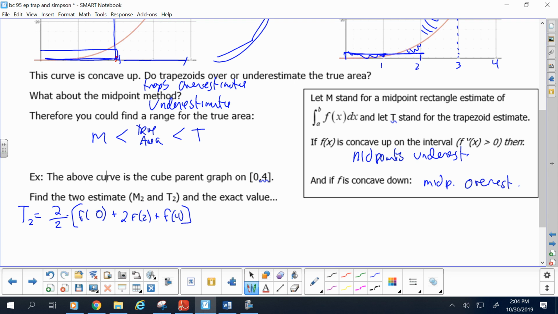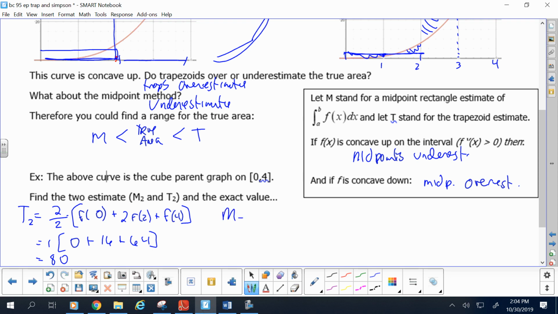single f at 4. That's 1 times f at 0, and we're talking the cube function now, so f at 0 is 0. 2f at 2 is 16, and f at 4 is 64. So I get a trapezoid estimate of 80. So when I go to find the true area, will it be more than 80 or less than 80? Less. Remember, our trapezoids are overestimating. So our true area when we go to find it should be less than 80.